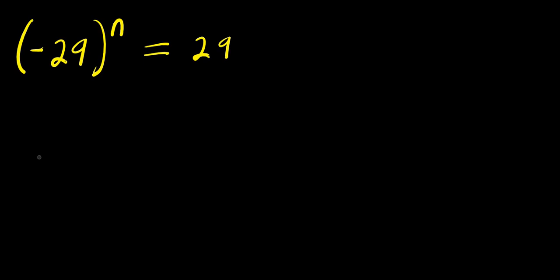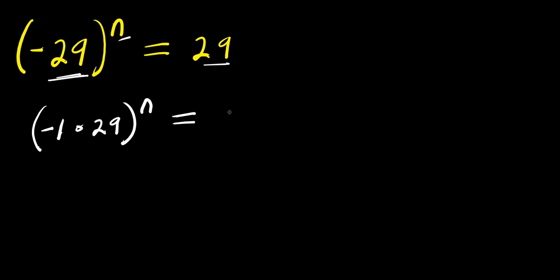Hello, how to solve this exponential problem? This is (-29)^n = 29. We are solving for the values of n that satisfy this equation, so I can express this as -1 times 29 raised to the power of n equals 29.